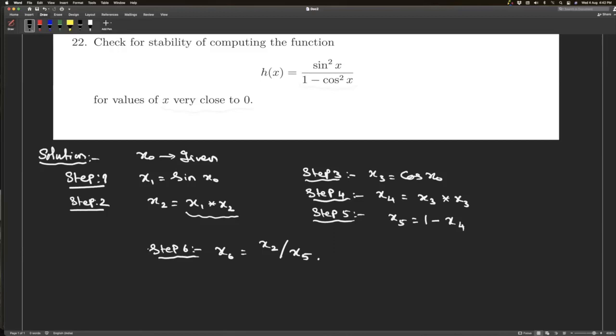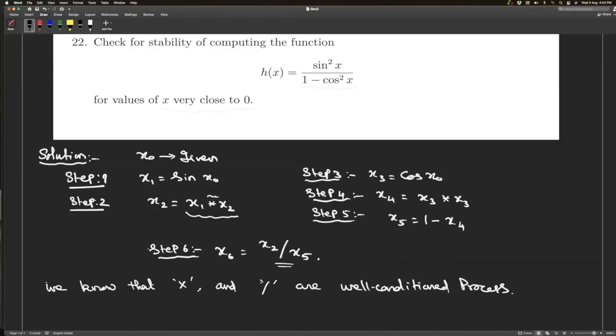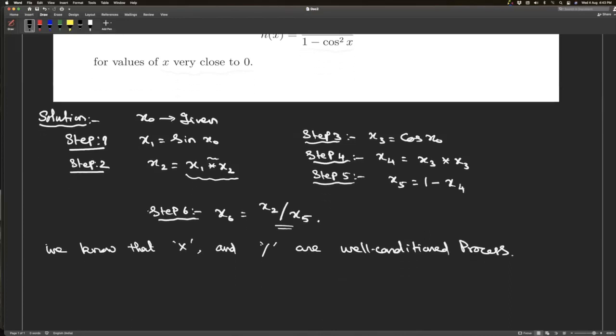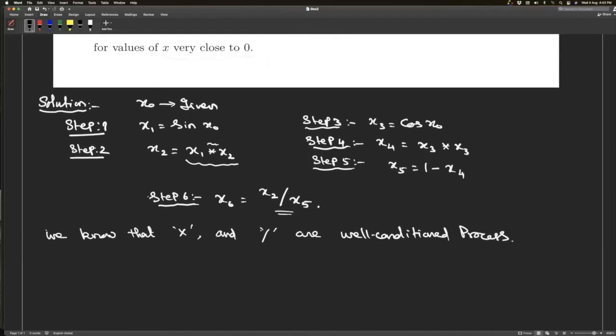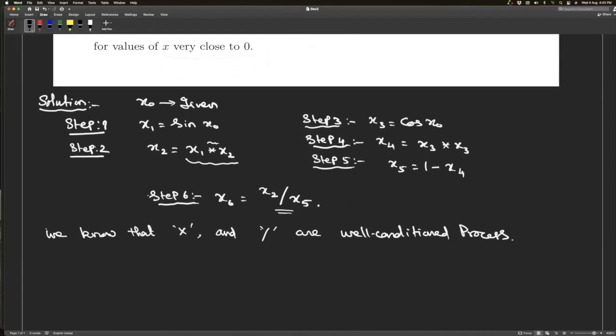Now you can see that out of all these operations, we know that multiplication, which I have written here as star, and division, which is here, are well conditioned. We can check that. But from the examination point of view, multiplication, division, and addition, you need not check. If I ask you to check individually addition, then you may have to check. But if I just ask you to study the stability, then these three you can avoid.